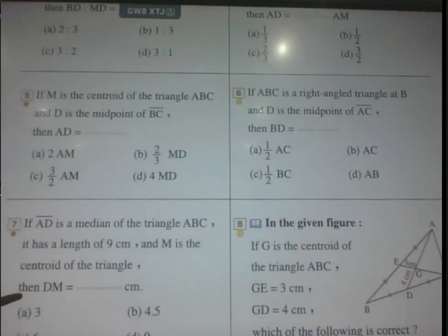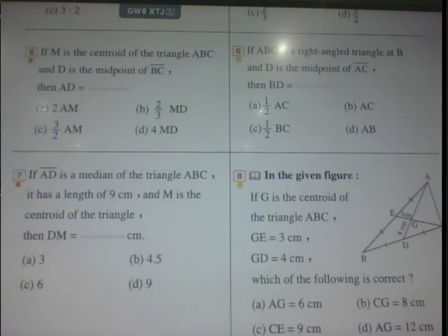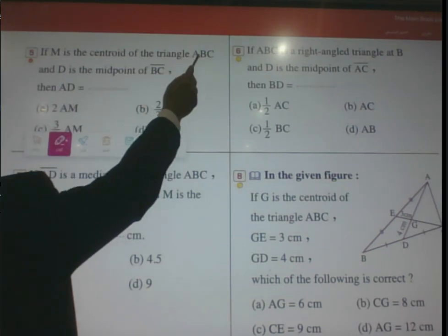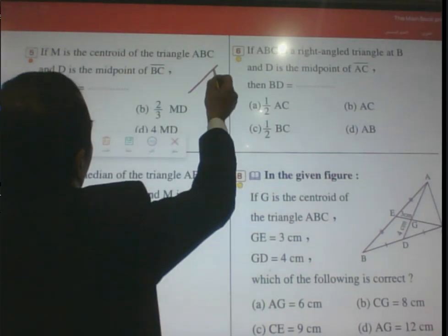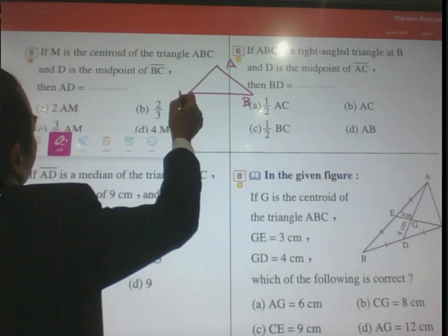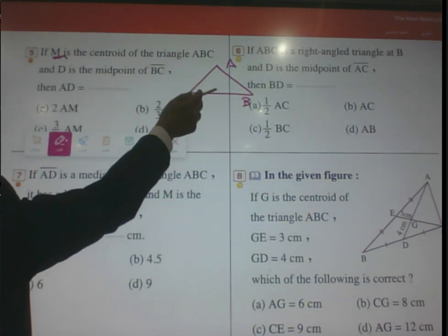Question number 5. M here is the centroid of triangle ABC. We have a triangle like this. I will draw a triangle like this, ABC, and M is the centroid of triangle ABC.